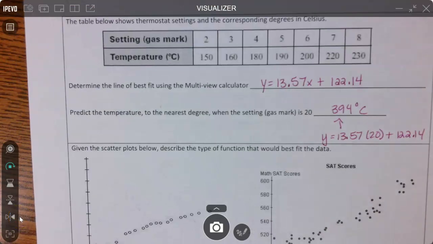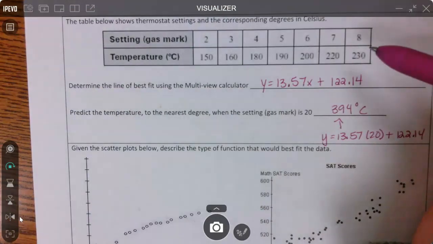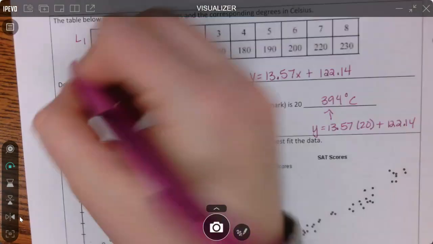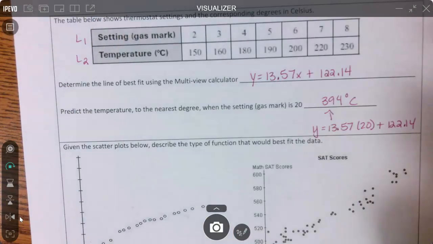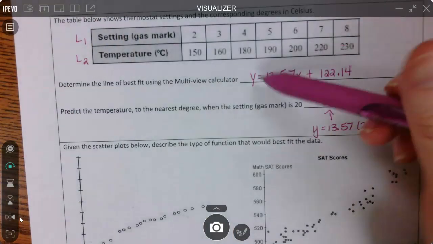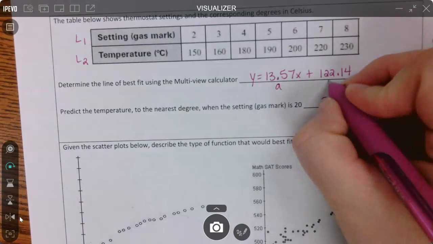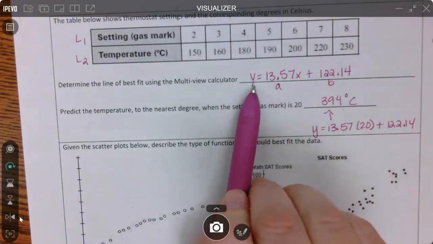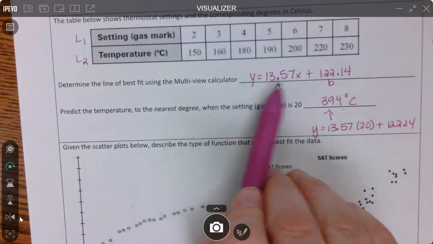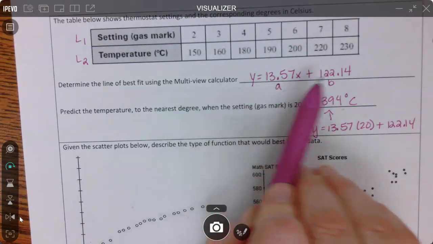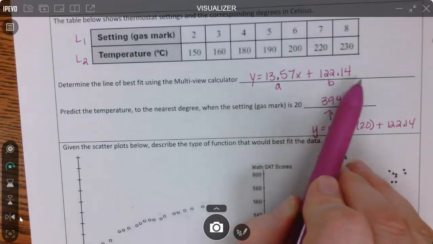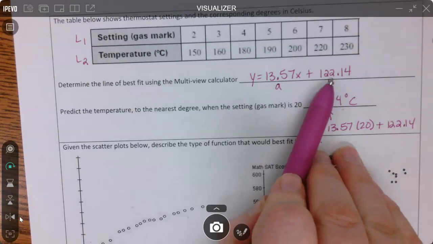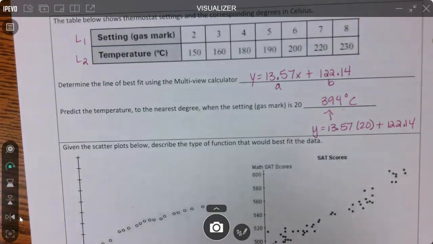So take a minute, I want you to pause the video, I want you to try this question. Okay guys, so when you did this, if you used your calculator, this is the list that goes in L1. This is the list that goes in L2, and you just followed the directions for finding A and B in your calculator. When you do that, you should get this line of best fit: y equals 13.57x plus 122.14, because that was the A you got and that was the B you should have gotten, either from Desmos or your calculator.